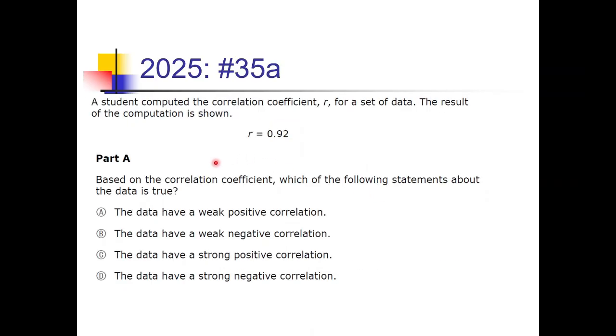For this question, which is a two-parter, we have a correlation coefficient that a student got from a set of data, 0.92 for the R value. So based on that, we want to know which statement is true. Is it a weak or a strong correlation, and is it a positive or a negative correlation? Well, 0.92 is a positive value, and it's relatively close to 1, which is the strongest correlation you can get. Since this is positive and close to 1, we would say that this is both a strong correlation and a positive one, so choice C.